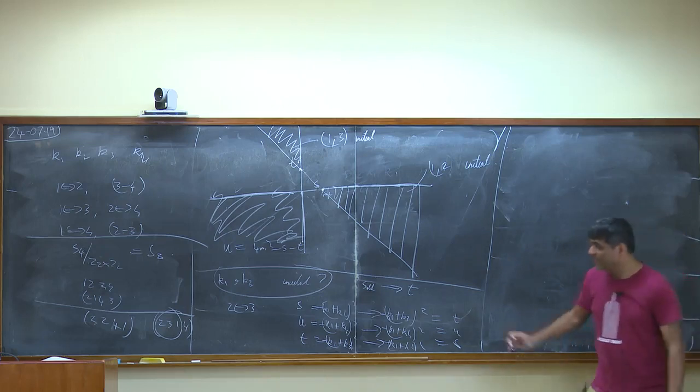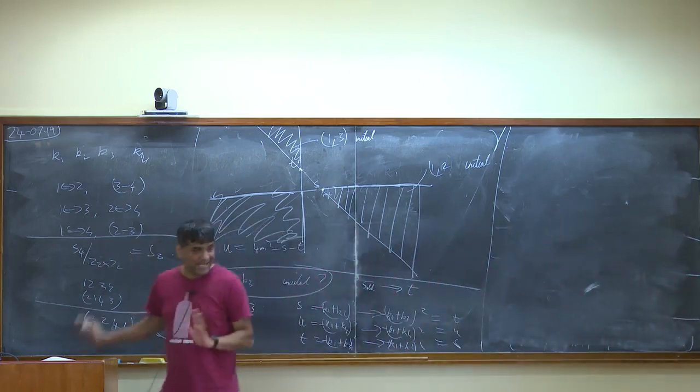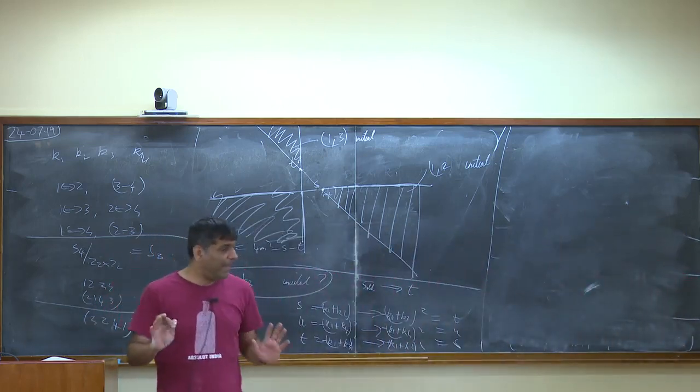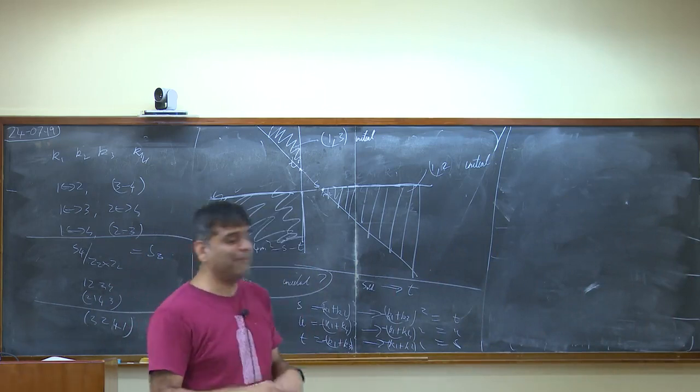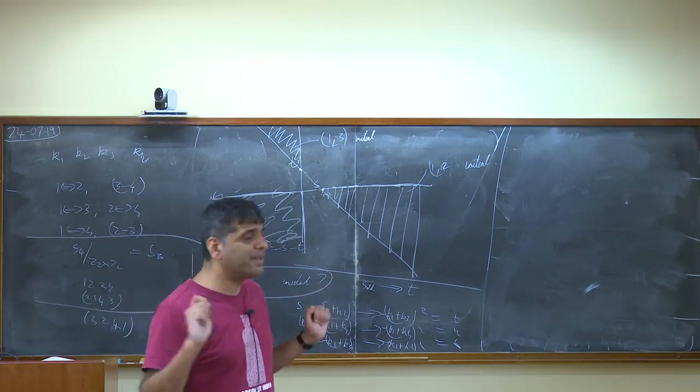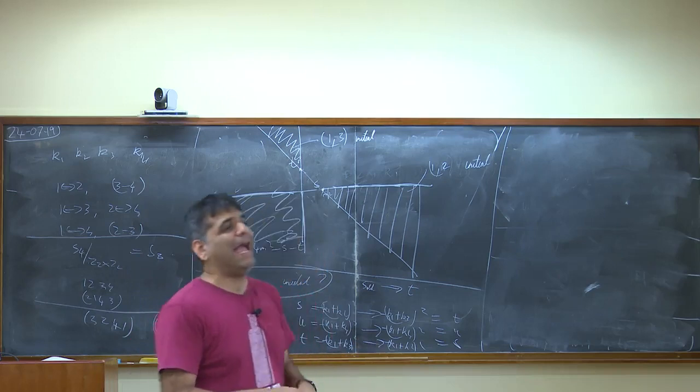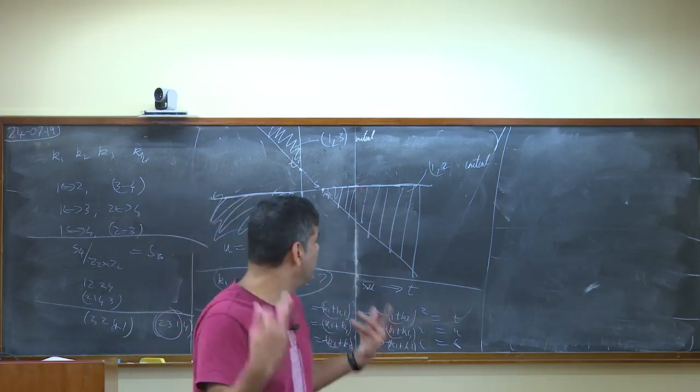So is this clear? The end result of all of this is that the whole amplitude, if it is symmetric in S, T and U, has the full S4 permutation invariance.